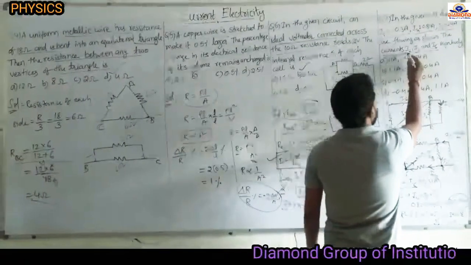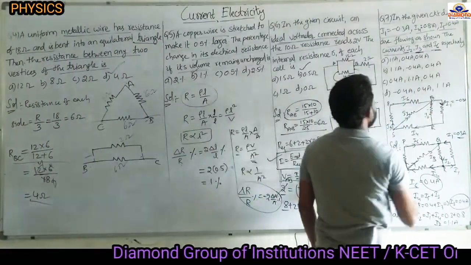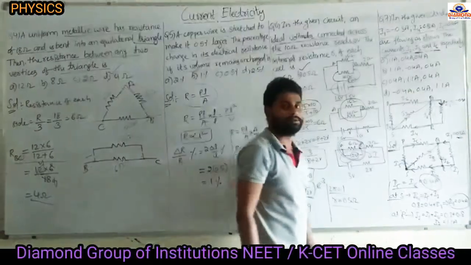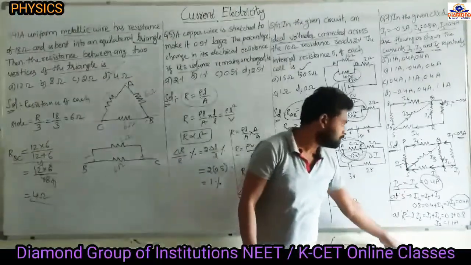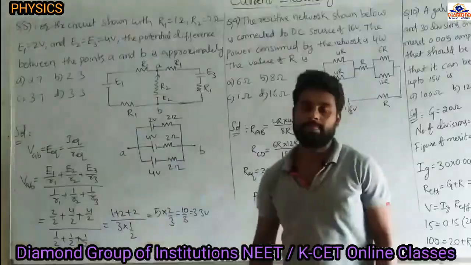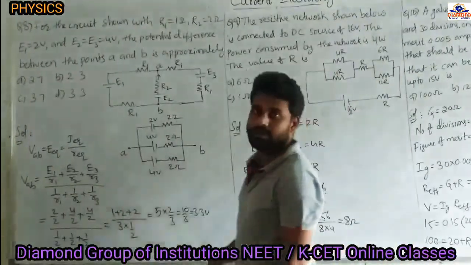They are asking I2, I3, I6. So 1.1, 0.4, 0.4. A option is the right answer. So this type of questions do carefully. This question was asked in the 2019 mains exam. Okay, see the next question, 8th question.